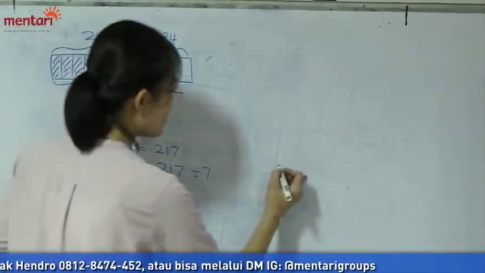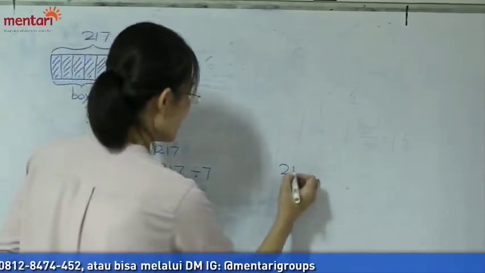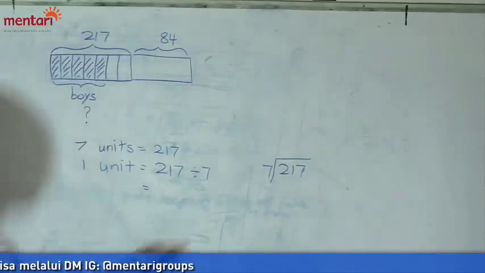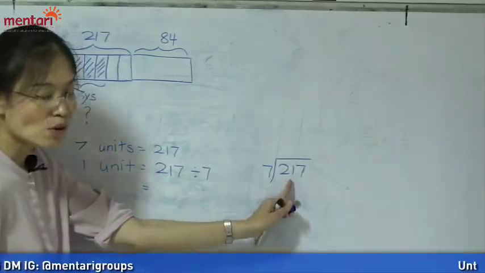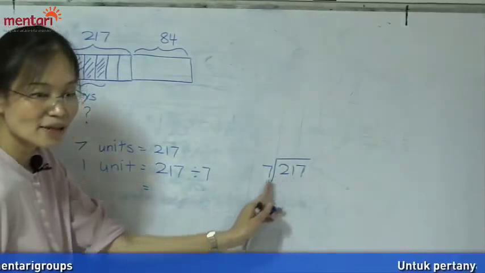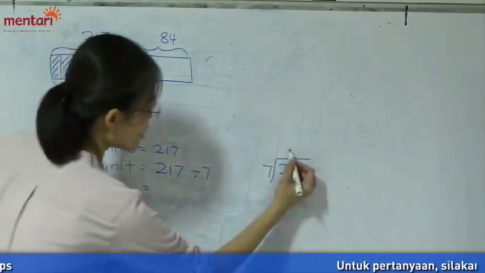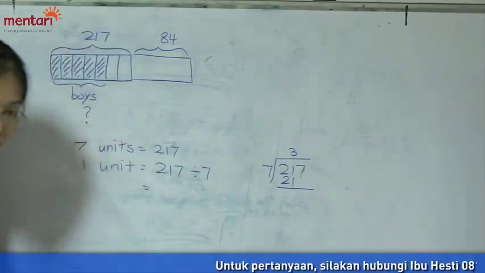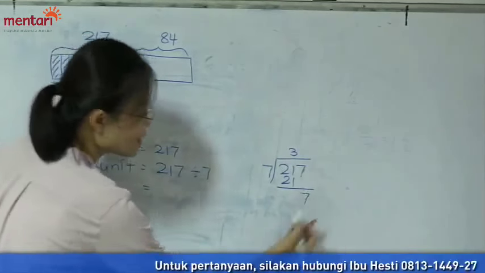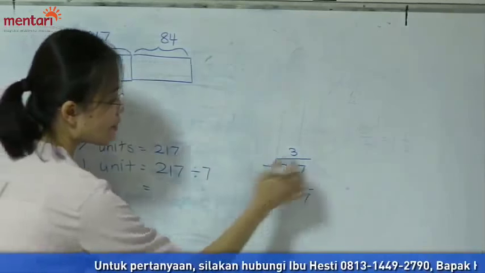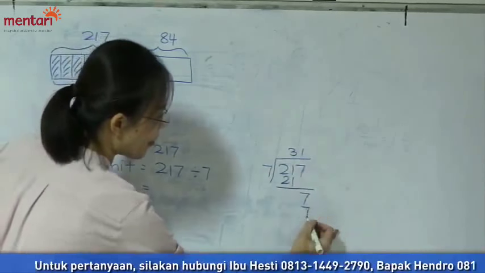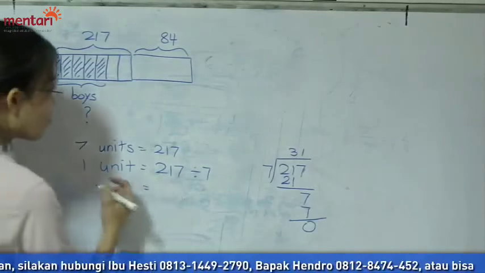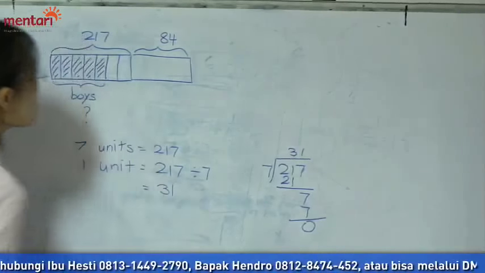And then the answer will be, let's do a long division. 217 divided by 7. We can just go to 210 divided by 7. We got 3 tens. And it is 21 tens. And then we got 7 ones. 7 ones divided by 7, we got 1 one, and there's no remainder. So we know that 1 unit is 31.